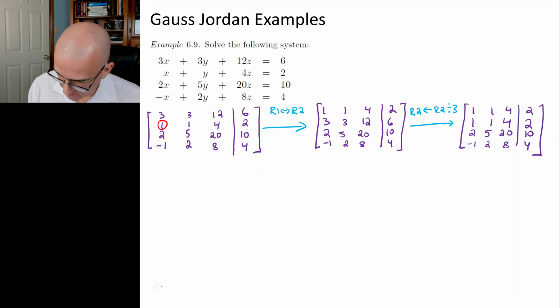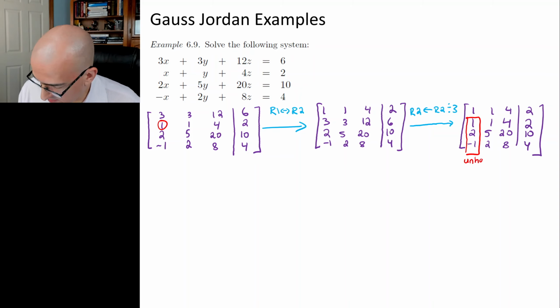Well, I have some sources of unhappiness. Let's get rid of them. Let's make that leading one on the top left happy. I'll call them sources of unhappiness.